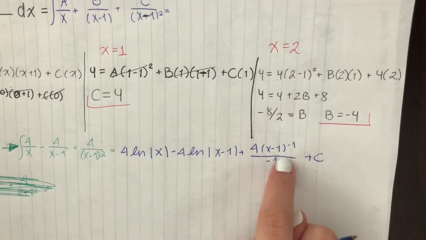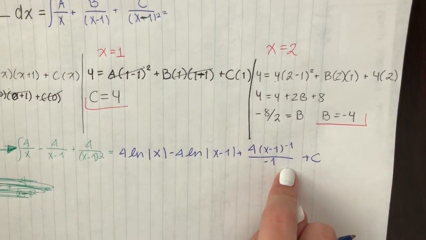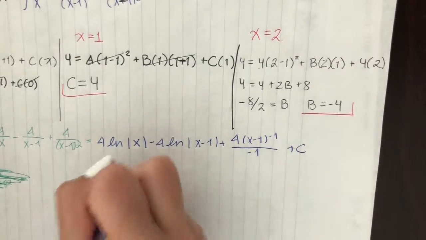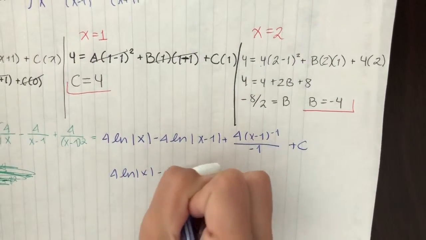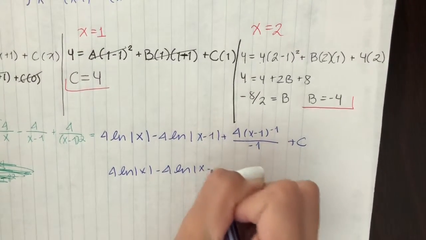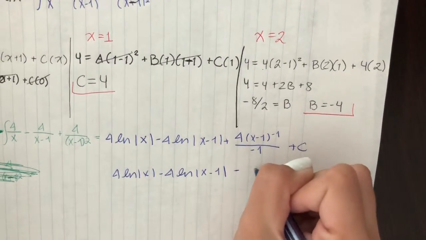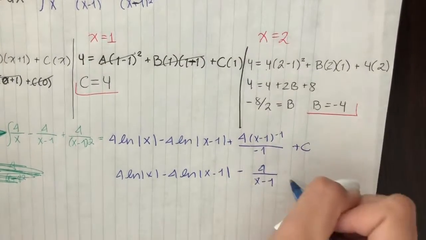And these ones we can leave with a negative exponent, so we put it in the denominator, and it's going to be like this. Plus c.